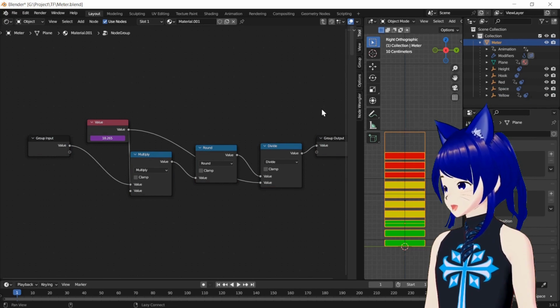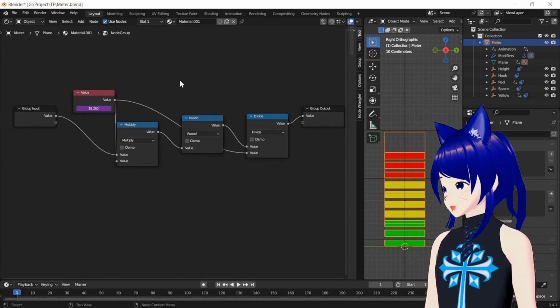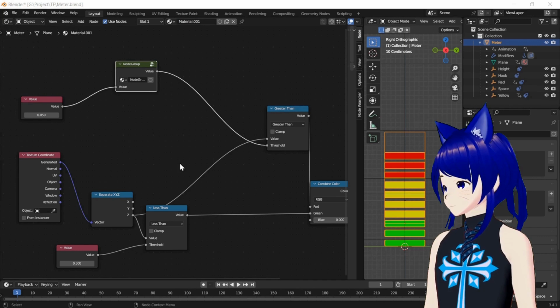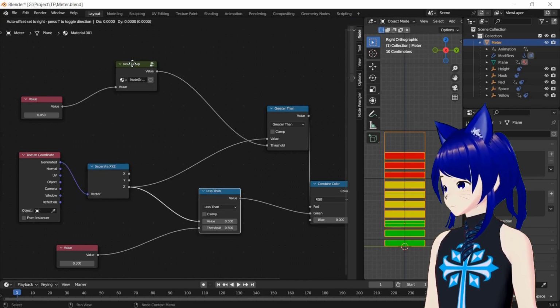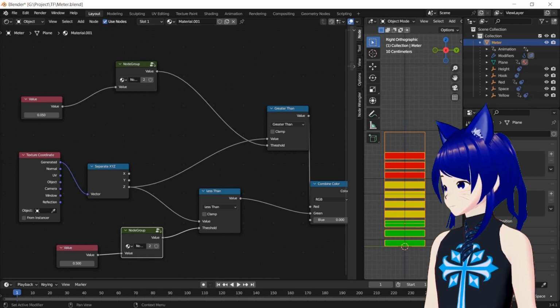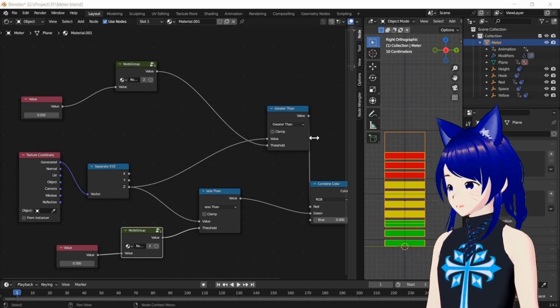Oh yeah, then this is where I had grouped some of that stuff together. Yeah, group input, group output. Took me a while to figure out how to get out of there. And copy it and reuse it again.